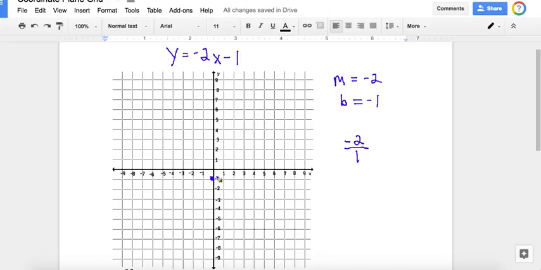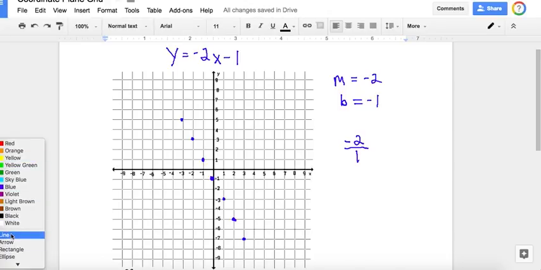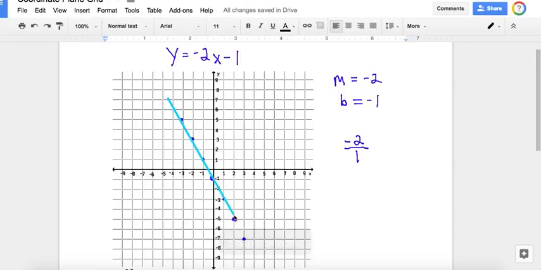So since our rise is -2, I'll go down first. So down 2 over 1, down 2 over 1. Now, I can also have a positive rise, but then my run needs to be negative because it's a negative slope. So up 2 over 1, up 2 over 1. And now I connect my points to make a line. And remember, we have arrows on the end to show that it goes on and on forever.